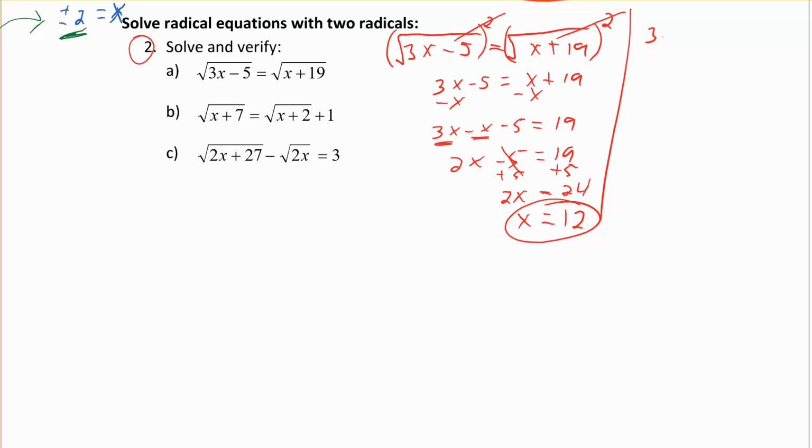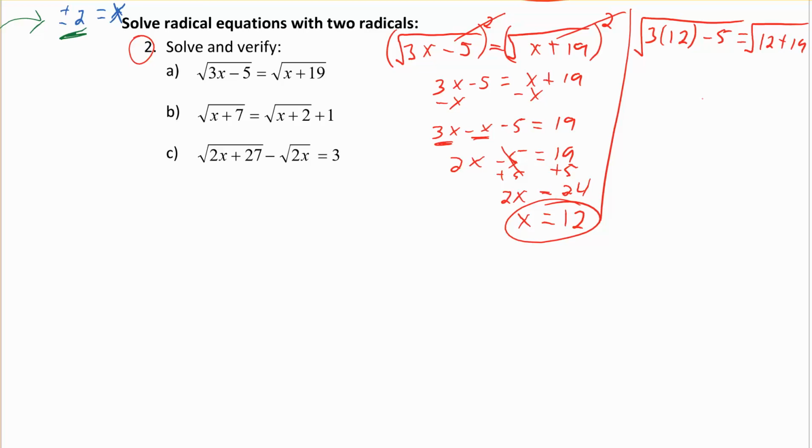So go back to the original equation and you'd say 3 times 12, which is my answer, minus 5, take the square root of it, is equal to square root of 12 plus 19, and they do actually end up checking out, so we're good. You end up getting the left side is equal to the right side. I'll let you guys go through and check that out though. All right, moving on to the next one.